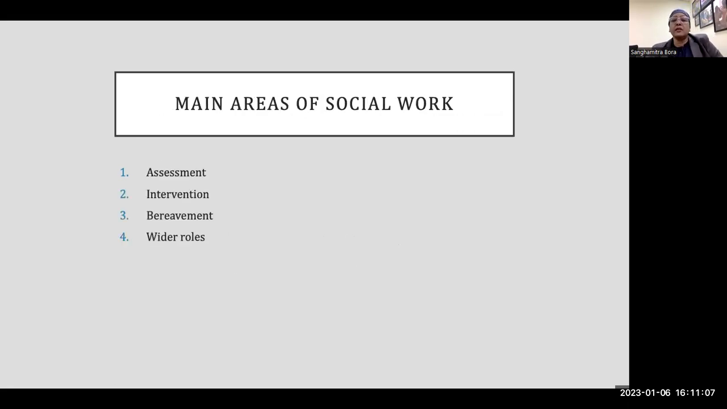And the main areas of social work are definitely the assessment, intervention, bereavement, and the wider roles that the social worker might play in the future also. For example, taking the leadership role in the whole interdisciplinary or the multidisciplinary team also.